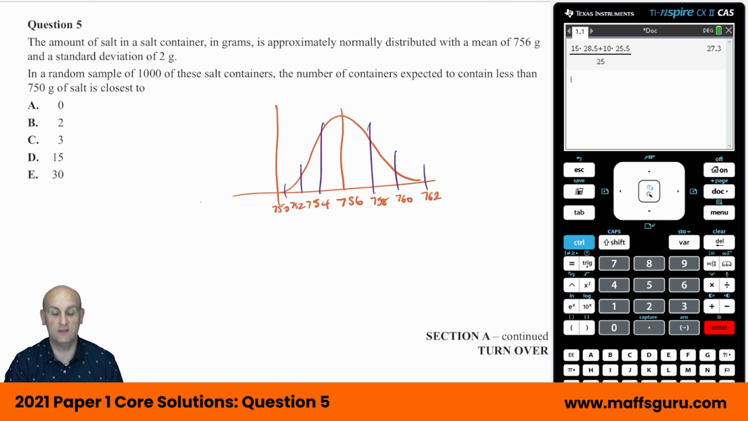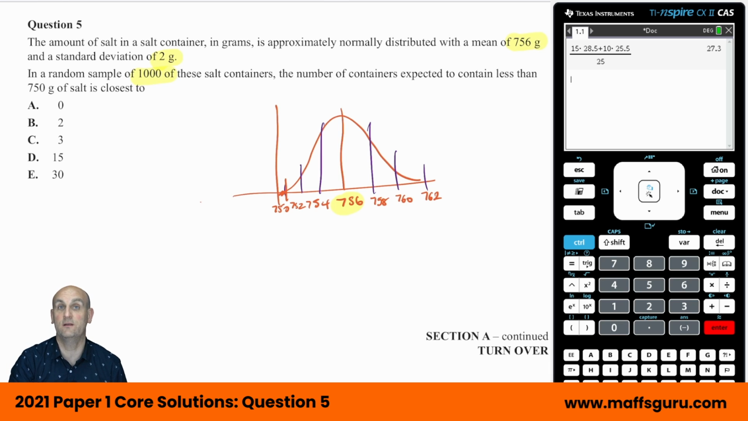All right, I just do that as a matter of course, because we know that the mean is that middle number here, and the standard deviation just means that each of those standard deviations go up by 2. In a random sample of 1,000 of these salt containers, the number of containers expected to contain less than 750 grams. Whew. So less than 750 grams.